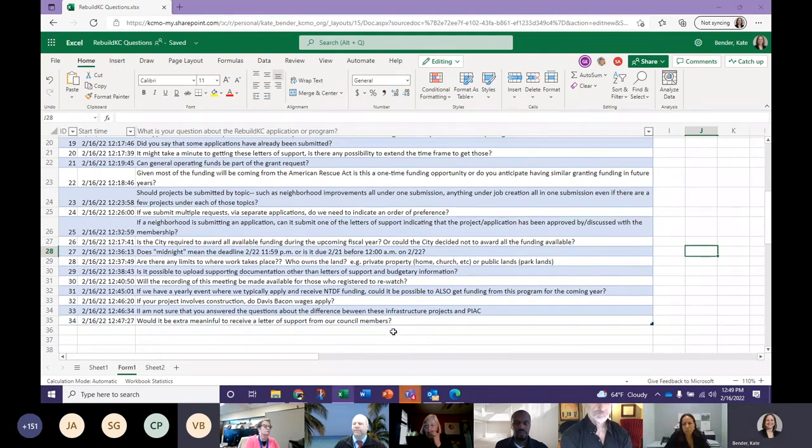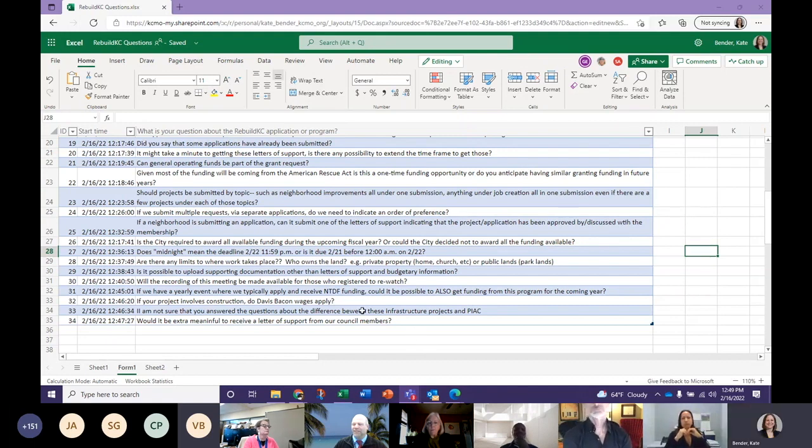Would it be extra meaningful to receive a letter of support from our council members? Well, if they provide a letter of support, they may have to exclude themselves from voting at that point, depending on what the relationship is. So, I would certainly feel free to ask your council folks if they are willing to provide one. And then they'll have to determine if that would cause a conflict of interest of any kind.